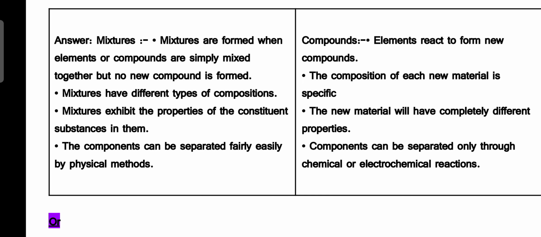Mixtures have different types of compositions, but compounds have a fixed and specific composition. Mixtures exhibit properties of the constituent substances. For example, salt water has the taste of salt and the texture of water. And the raw materials in the compound will have different properties.